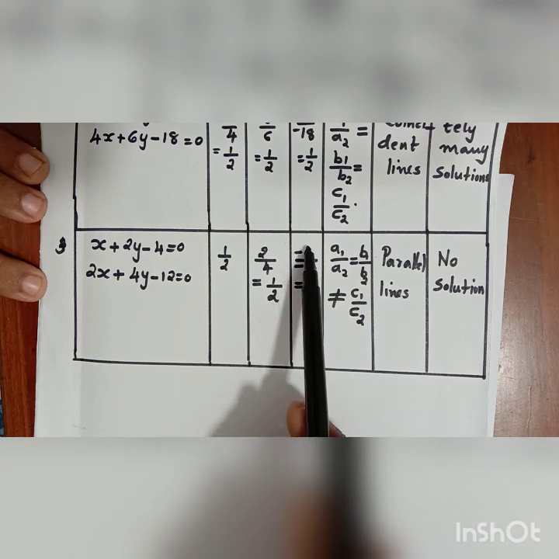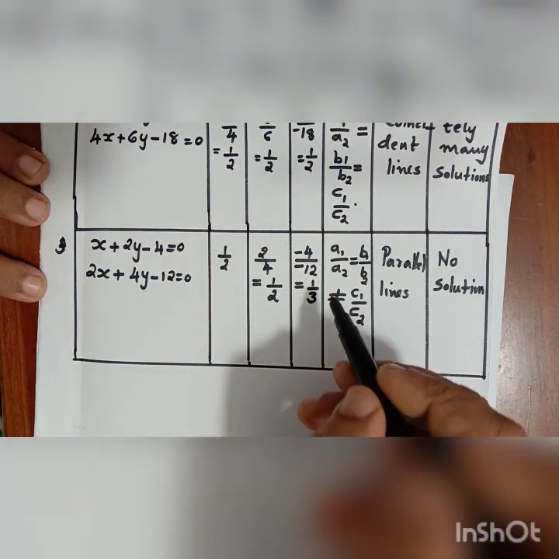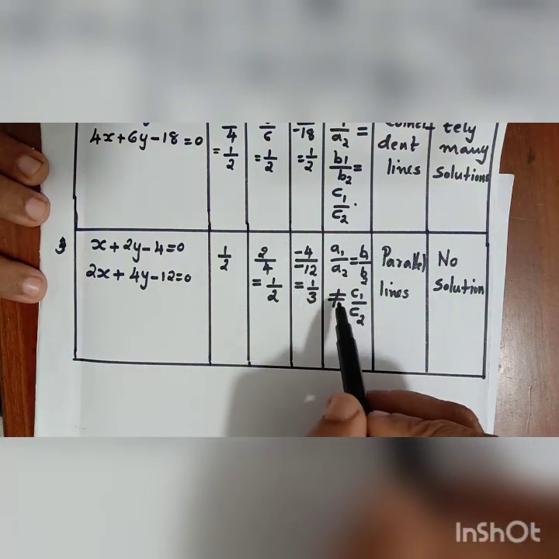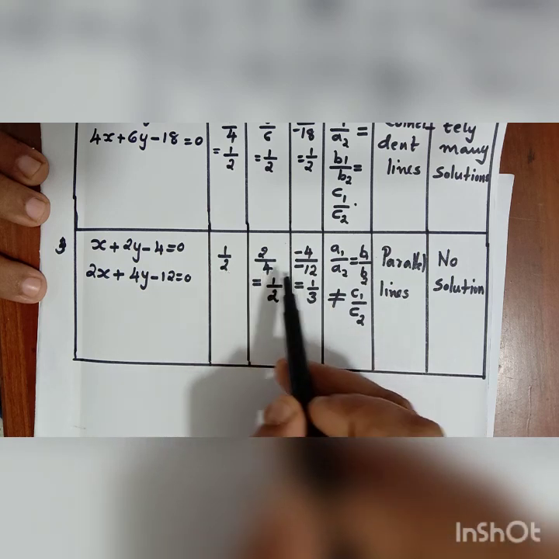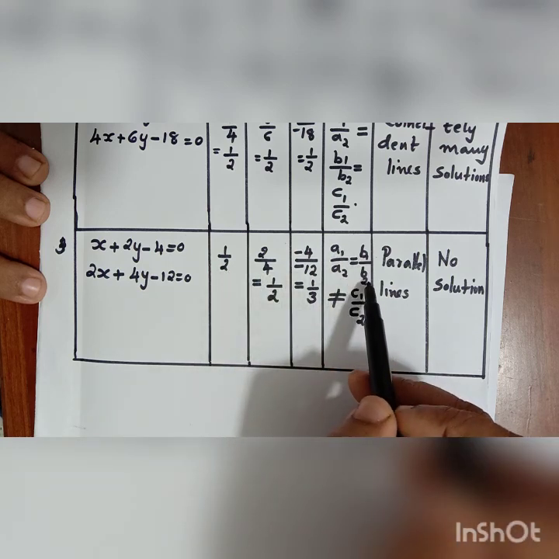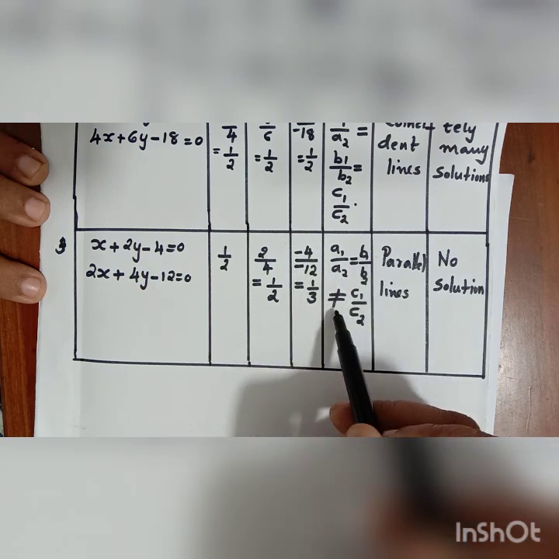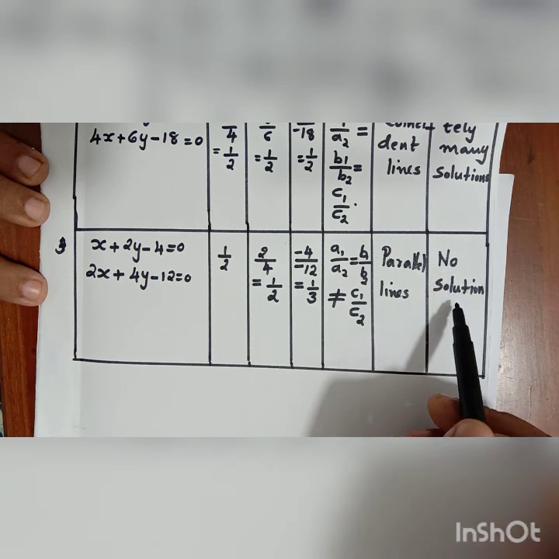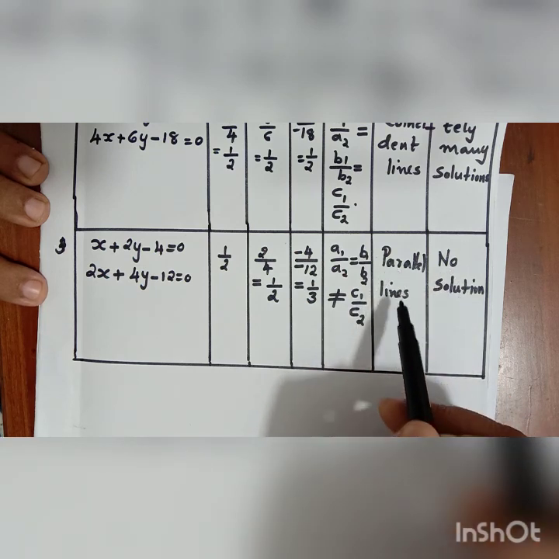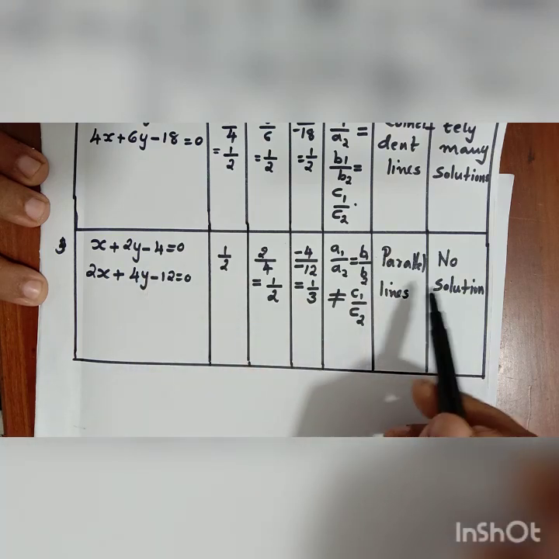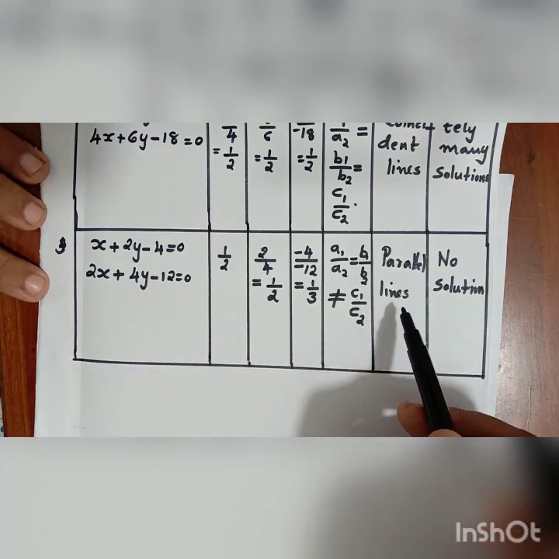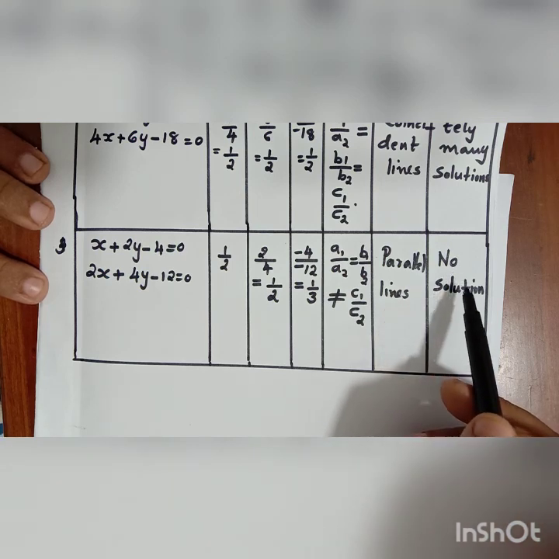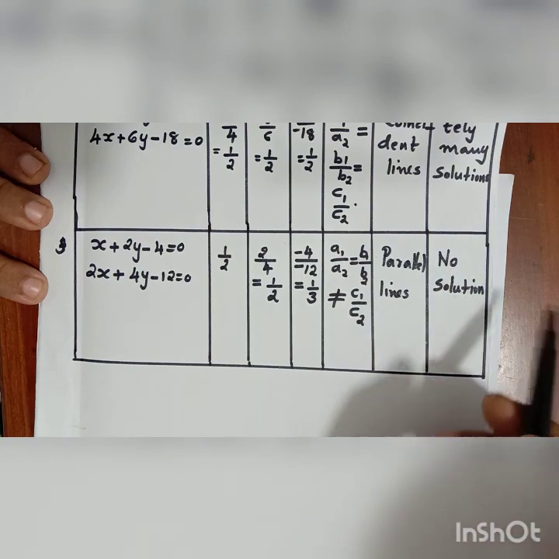Whereas, let us see what C1 by C2 is. Negative 4 by negative 12. What is it equal to? 1 by 3. Therefore, you can see that the first two ratios, A1 by A2 equal to B1 by B2, are not equal to C1 by C2. In such a case, you have learned, there is no solution. That means they are parallel lines. These two lines will be parallel and not touching anywhere. Therefore, we can say that we don't have a solution.